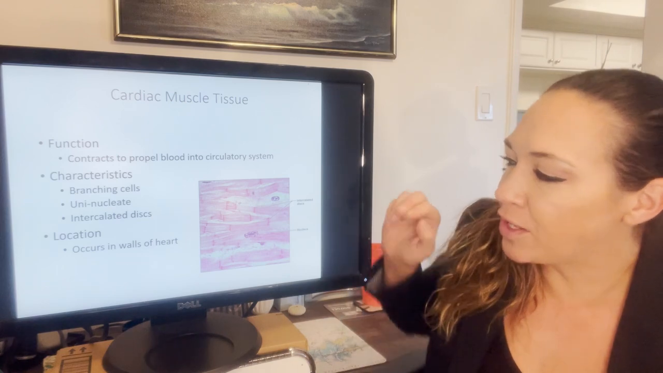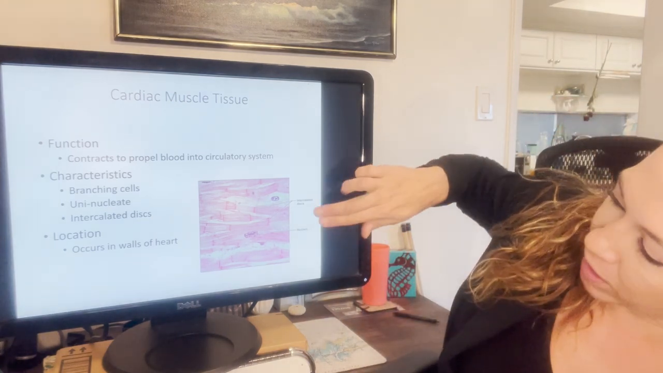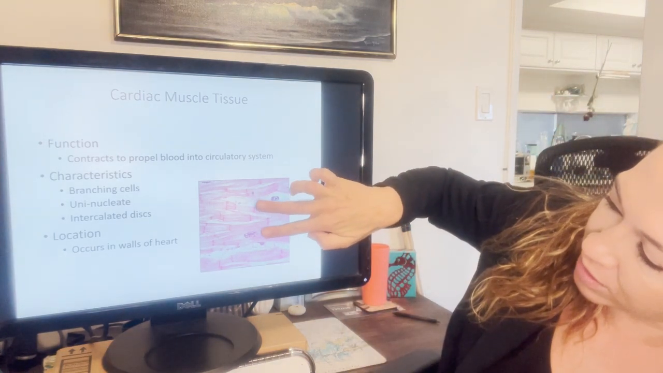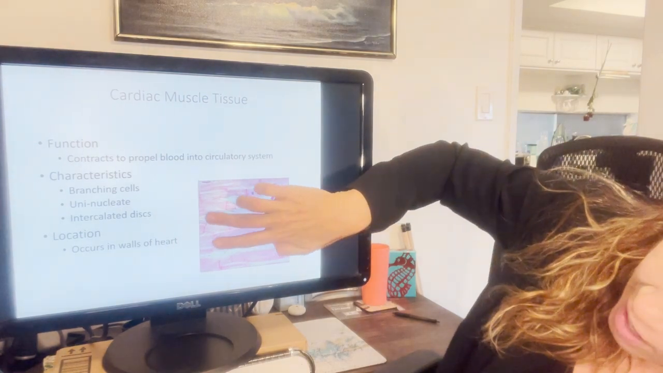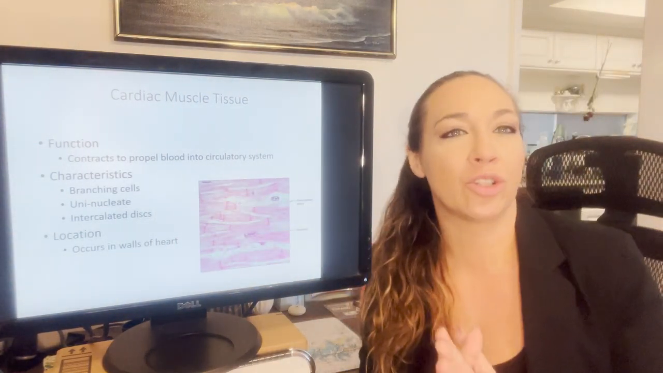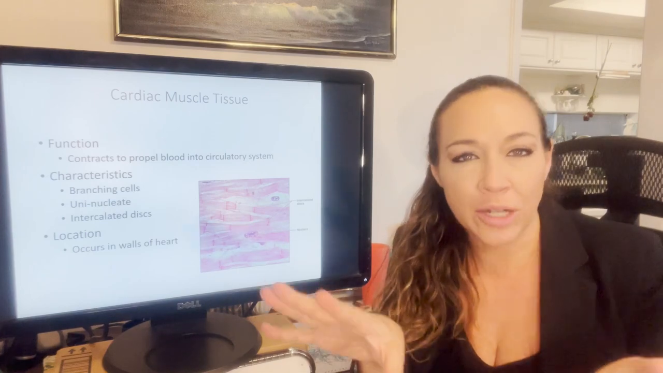Now, these guys do have branching cells, and I want you to follow me here. We kind of come in here, and then we split, and then it splits again, and it splits again. These are branching cells, so they are branched out.